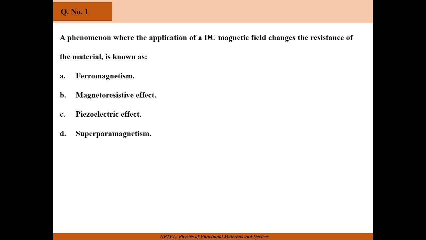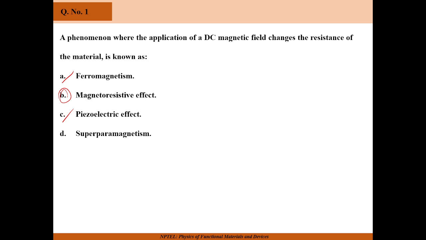It is obvious that we have learned about the other three. We know what ferromagnetism is. We know what the piezoelectric effect is: when pressure is applied, it creates an electric field, so the relation between the electric field and the pressure is the piezoelectric effect. And we know superparamagnetism, which is a kind of magnetism observed in nanoparticles. The correct answer is the magnetoresistive effect, where we see a change in the resistance of a material when an external magnetic field is applied.